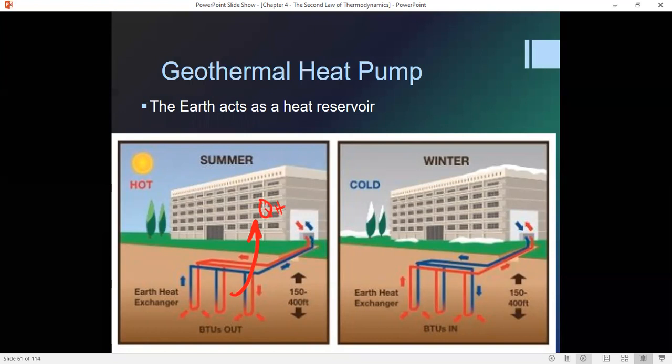Oh, I'm sorry, other way around. I had my seasons reversed. In the summer, you want to cool the building, so you want to dump the heat into the ground. Okay? In the wintertime, you want to do the reverse. You want to extract the heat from the ground. The ground, if you dig deep enough again at 50 degrees Fahrenheit, has a tremendous amount of heat energy. You can just use that to heat your building. Okay?